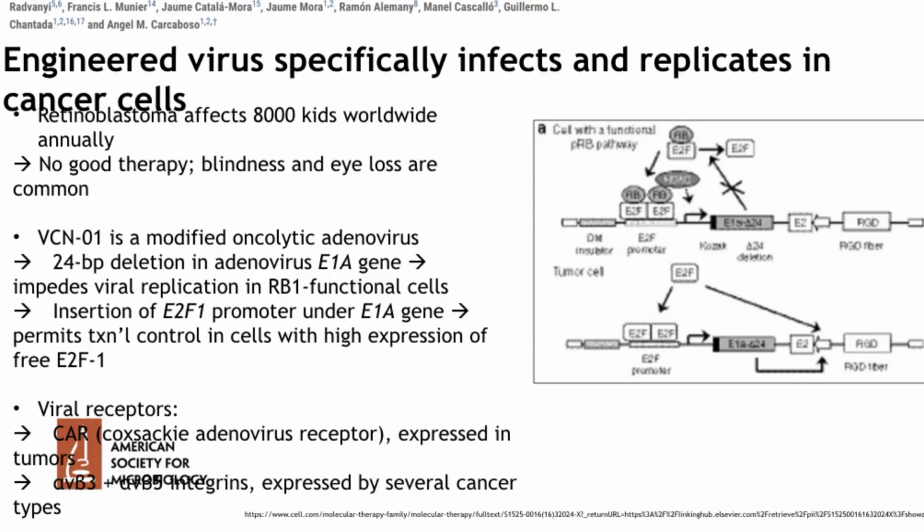There are some viral receptors that have been engineered into this particular strain. That includes the Coxsackie adenovirus receptor, or CAR. This is something that is commonly expressed in many different tumor types, as well as different integrins, the AV beta 3 and the AV beta 5, which are also expressed by several cancer types.